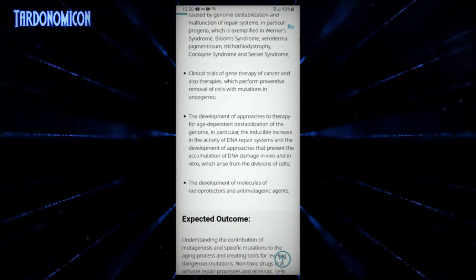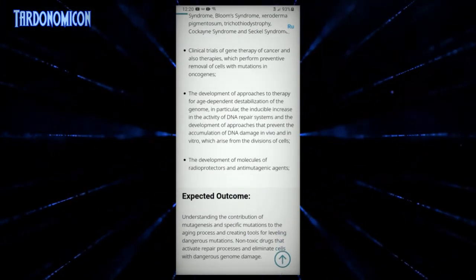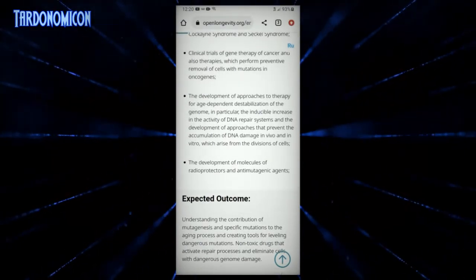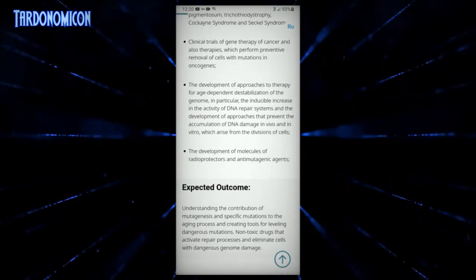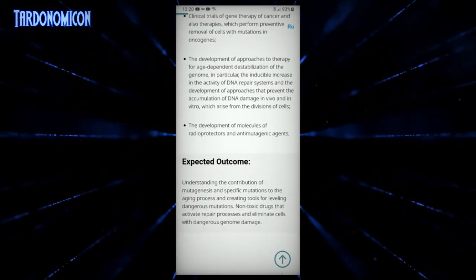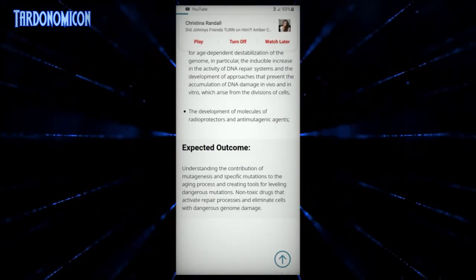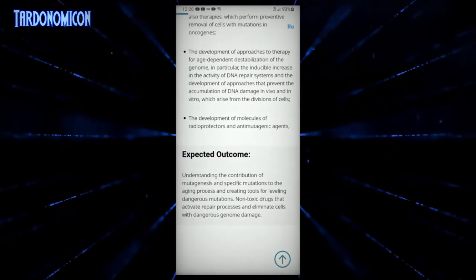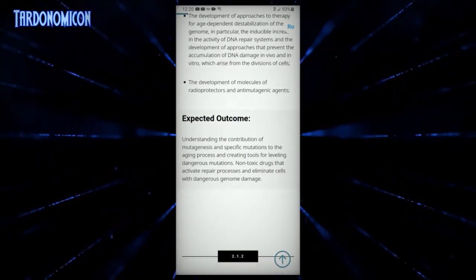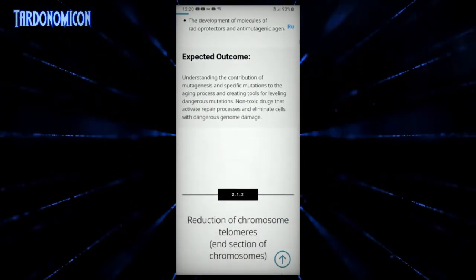Clinical trials for gene therapy of cancer and also therapies which perform preventative removal of cells with mutations in oncogenes. The development of approaches to therapy for age-dependent destabilization of the genome, in particular the inducible increase in the activity of DNA repair systems, and the development of approaches that prevent the accumulation of DNA damage in vivo, meaning in the body, in vitro, which arise from the divisions of cells, the development of molecules that are radioprotectors and anti-mutagenic agents, meaning they protect you from radiation and they will stop you from mutating.